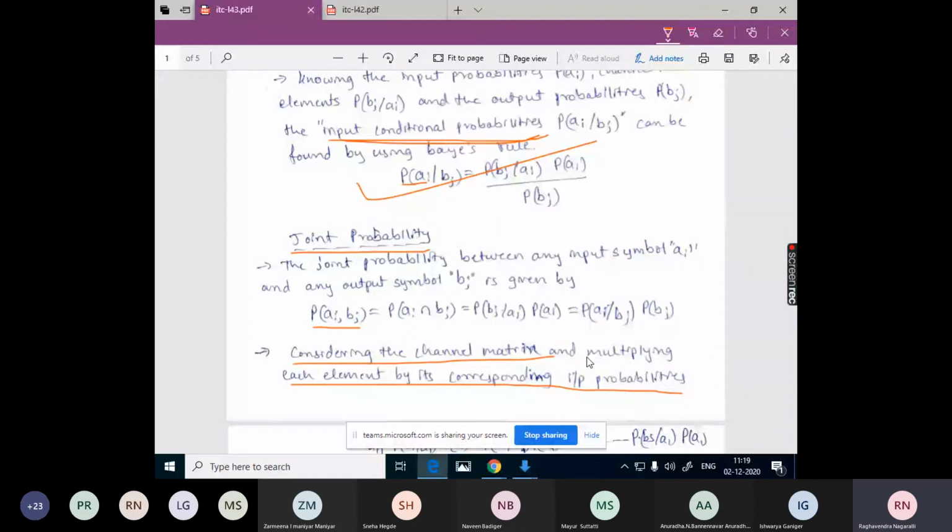Now coming to the third column, add these elements to get the output, probability of B3 symbol. Similarly, P of B3 is equal to P of A1 comma B3 plus P of A2 comma B3 plus P of A3 comma B3. This is the unknown term here, A3 comma B3, and we know these two values and also probability of B3.